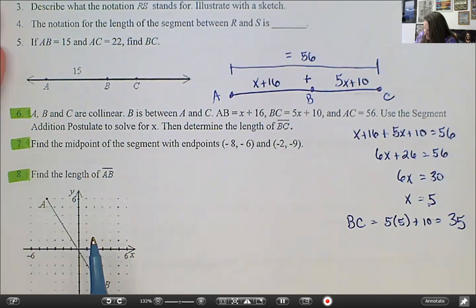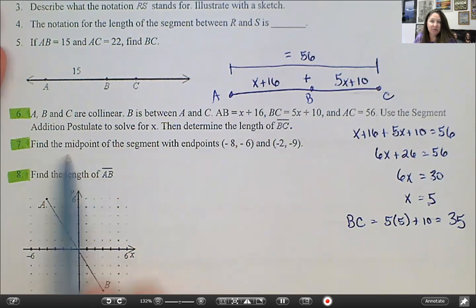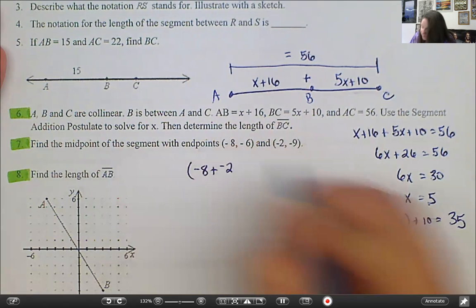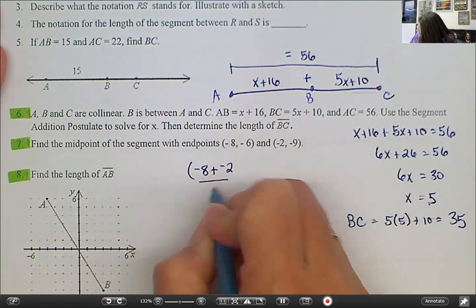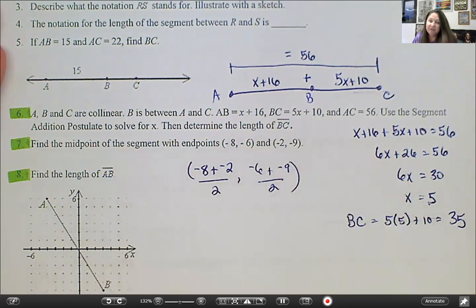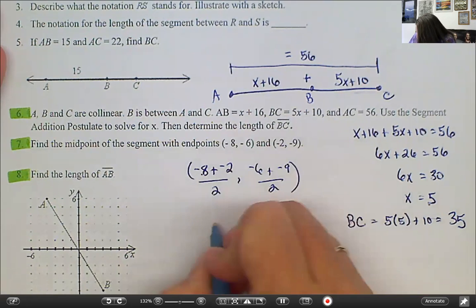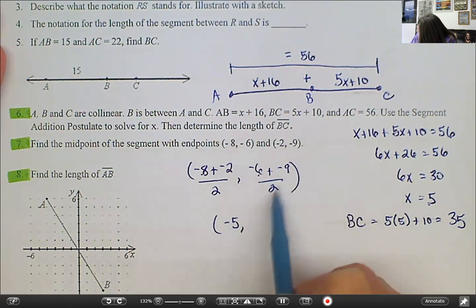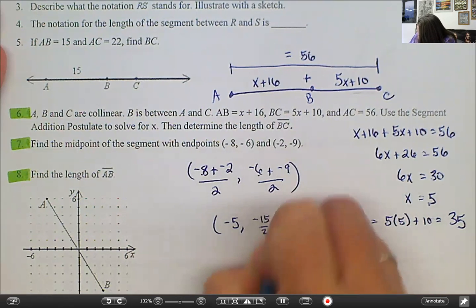In number 7, we're asked to find the midpoint, the point exactly in the middle of those two. Algebraically, you do have a midpoint formula where we average our coordinates. So we would be taking -8 plus -2, which are my two x coordinates, and dividing by 2, and then -6 plus -9 divided by 2. Be very careful with negatives here. We would get -10 divided by 2, which would be -5 for the x-coordinate. And then here, -15 divided by 2 would be -15 halves.